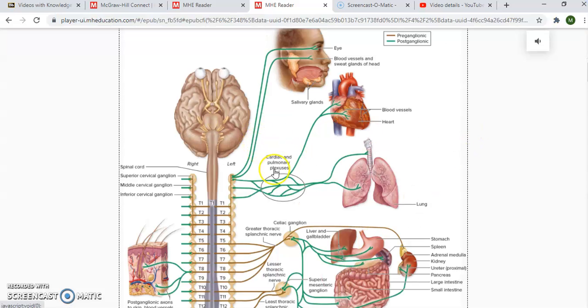So if we're looking at the sympathetic nervous system and we're looking at neurotransmitters, the preganglionic motor neurons release acetylcholine, and then the postganglionic motor neurons release norepinephrine in general. The majority of them do. So those are the two neurotransmitters for our sympathetic: acetylcholine here, and then norepinephrine here at the postganglionic ones. All right.